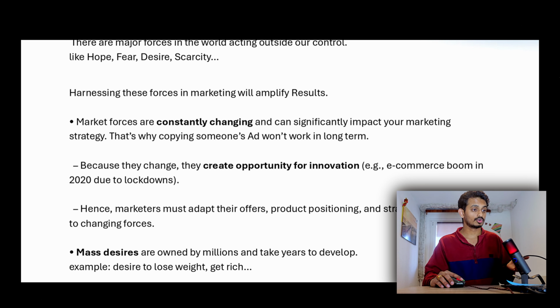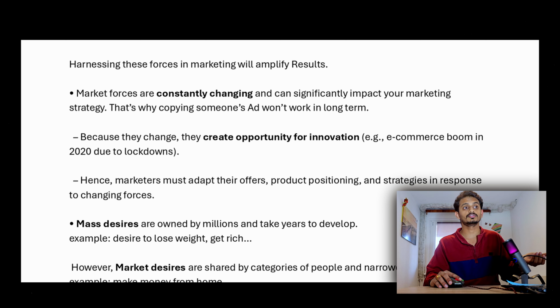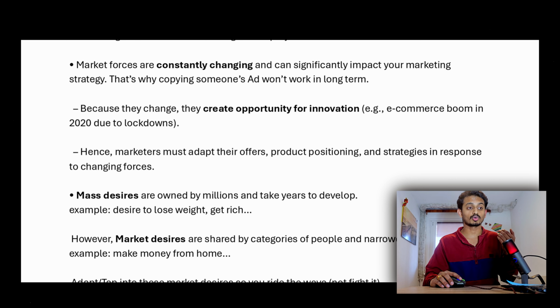Because these market forces are constantly changing, they create opportunity for innovation. Example, e-commerce boom in 2020 due to lockdown. So all the major e-commerce and even smaller e-commerce brands made huge profits in lockdowns because the market shifted from shopping to online shopping. Hence, marketers must adapt their offers, product positioning, and strategies in response to these changing forces.